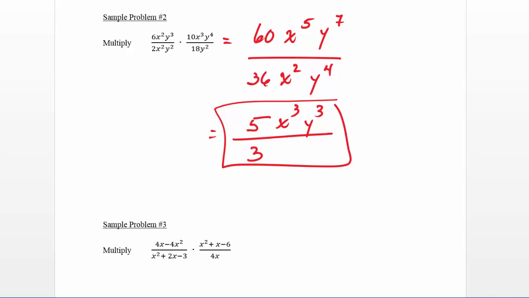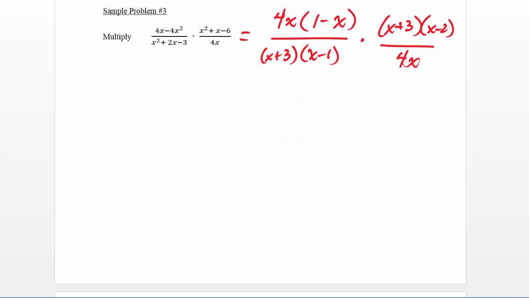If we look at this problem, what I went ahead and did was multiply the numerators and the denominators together first. Then, if you remember, when we did exponent properties, we suggested that taking each of these parts, the numerical parts, the x values and the y values, and doing them separately may be the best way to go about it. And so that's what I did. So we have 5/3, x to the third, y to the third.